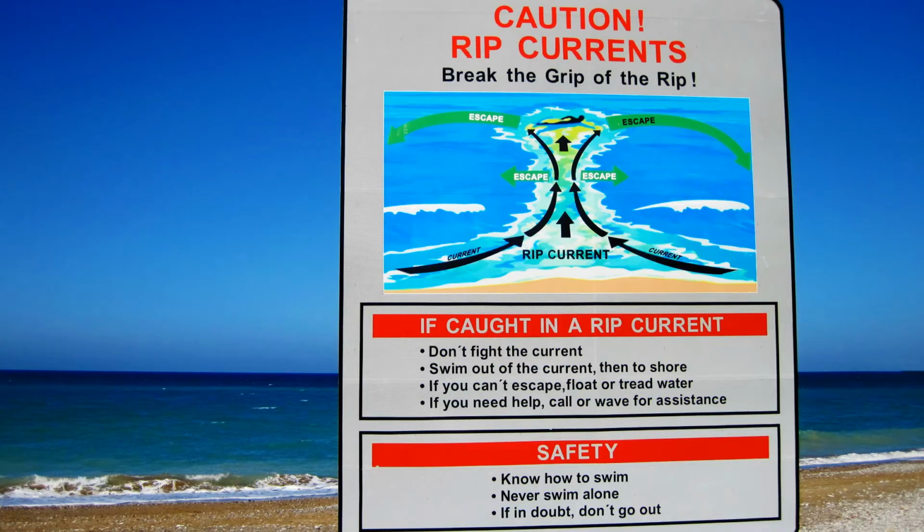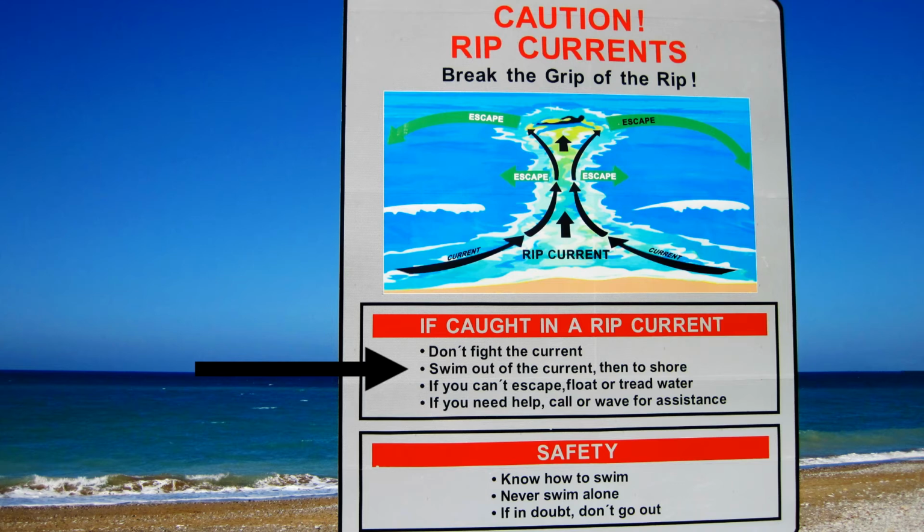Okay, so if you're ever caught in a rip current, then the first thing you want to do is not fight the current. Don't fight the current. You will just get tired, and this can be extremely dangerous in a situation like this. Instead, what you want to do is swim out of the current. The way you do this is you swim parallel to the shore, until you reach the waves, and then they will push you towards the shore.